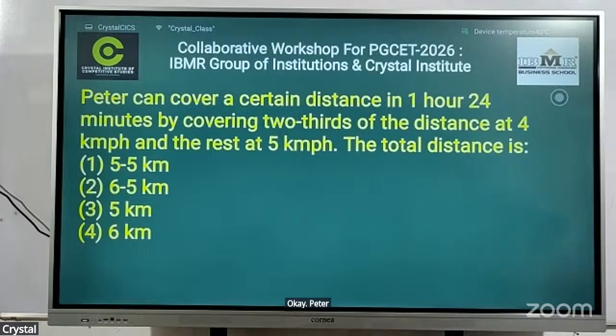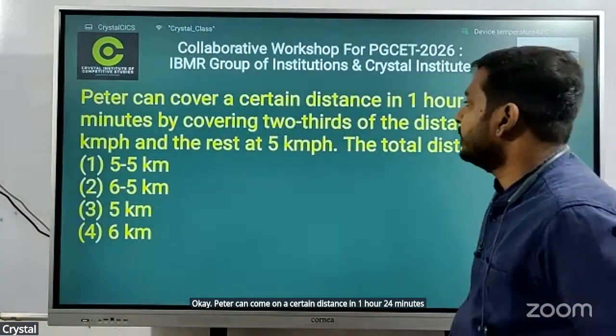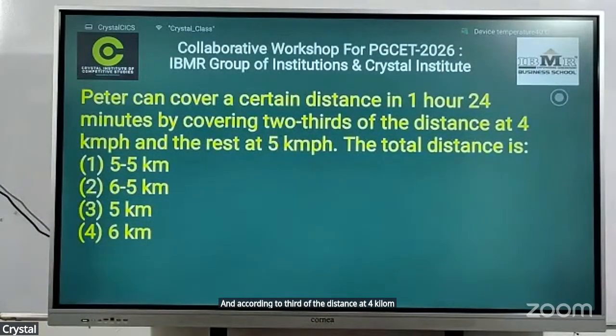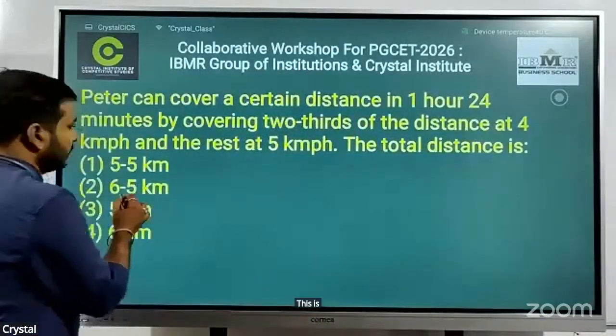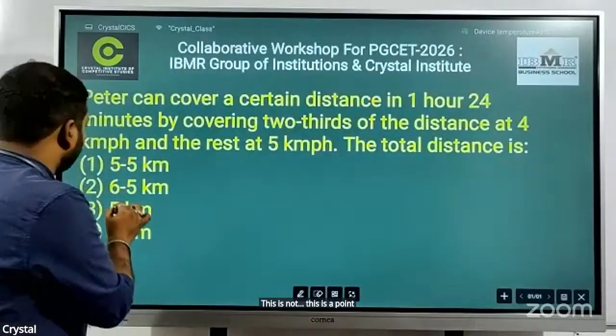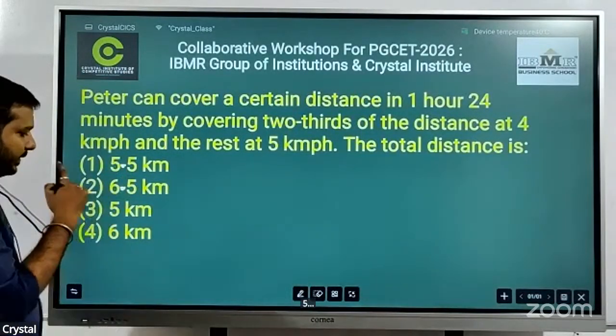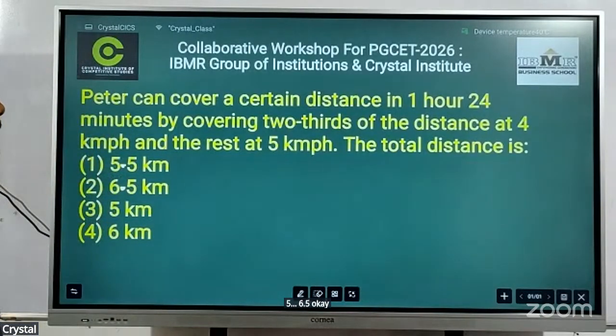Okay, Peter can cover a certain distance in 1 hour 24 minutes, covering two-thirds of the distance at 4 kilometers per hour and the rest of the distance at 5 kilometers per hour. Find the total distance. Okay, solve this. Try to solve.